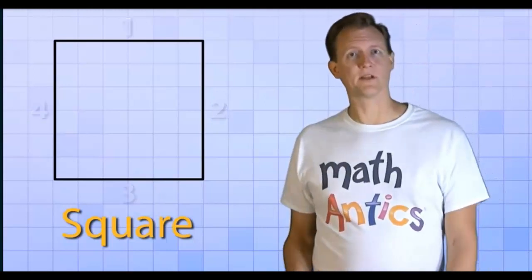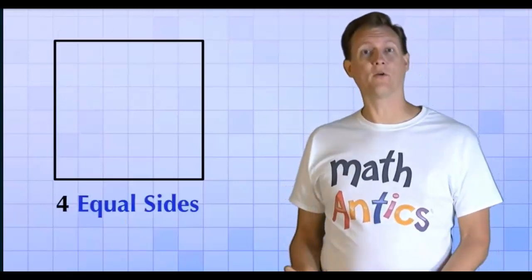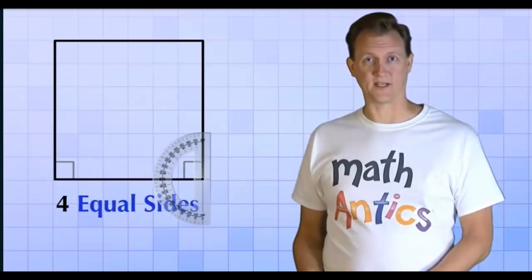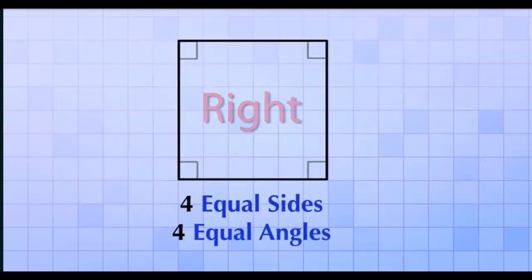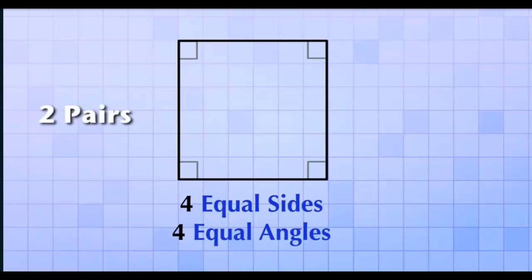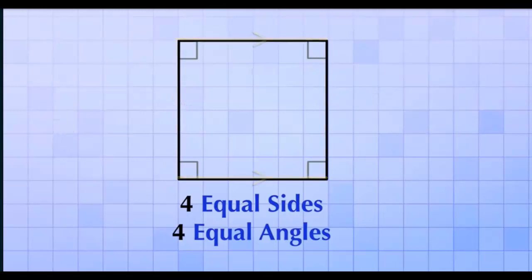And it's special because all 4 of those sides are exactly the same length. And all 4 of its angles are exactly the same size. In fact, they're all right angles. Notice also that a square is formed by 2 pairs of parallel sides. These 2 opposite sides are parallel, and these 2 opposite sides are parallel. We'll see why that's important in a few minutes.